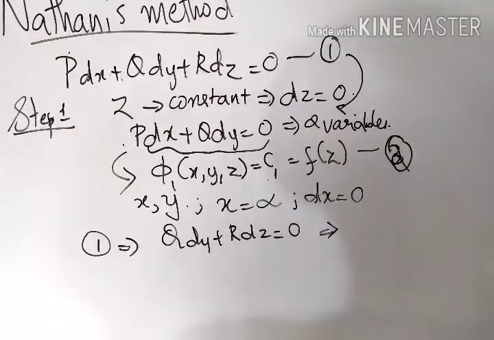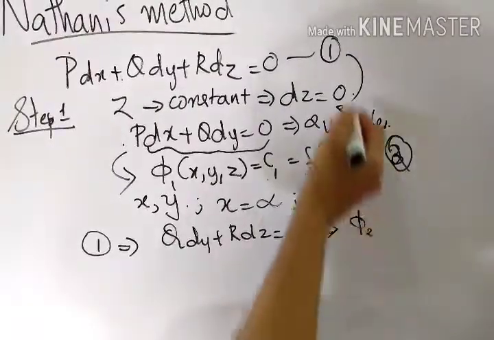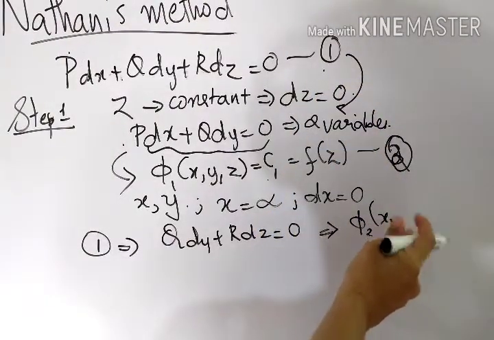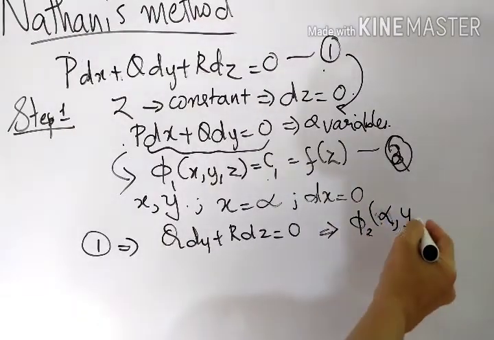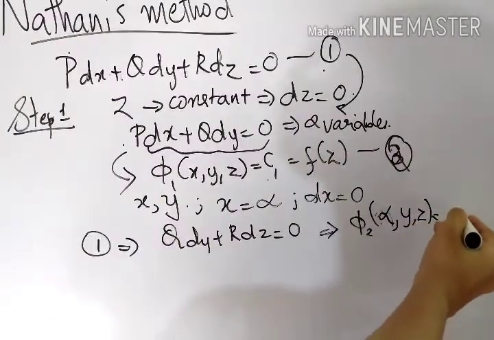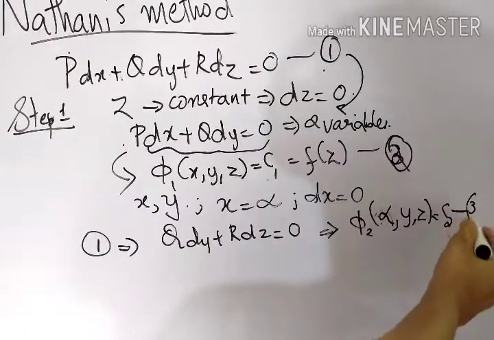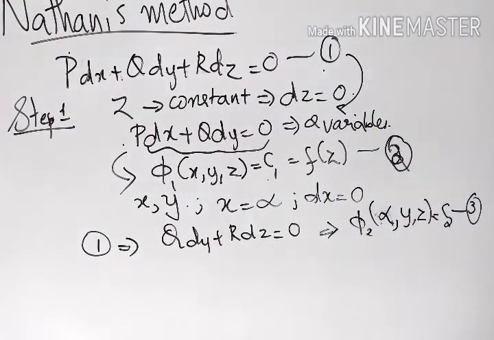Now this would give me another solution for the same Pfaffian equation 1. This will be phi2 of, I don't have an x over here, I will be having only alpha, phi2 of alpha, y and z is equal to, say, another constant c2. Now this is my third equation. Second and third equations represent the solution for equation number 1. From 2 and 3, we haven't touched one variable. Z was treated as a constant. X was given a particular value alpha. Now the remaining one variable is y.